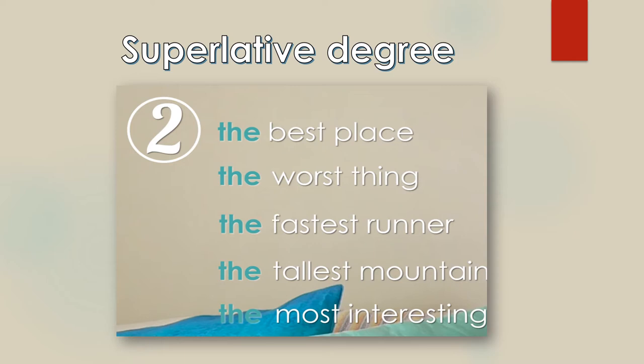Now, we use the definite article "the" for the superlative degree. You know this one also. These are the examples: the best place, the worst thing, the fastest runner, the tallest mountain, the most interesting. We use them in the superlative degree. And you know very well the superlative degree is the comparison of more than two things. So for the superlative degree, we use the definite article "the".